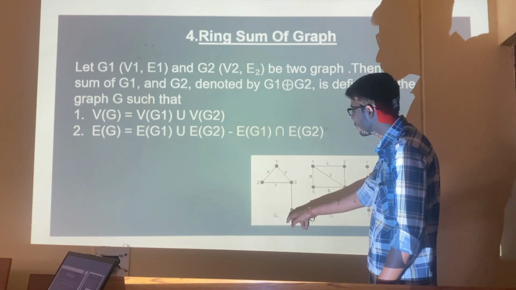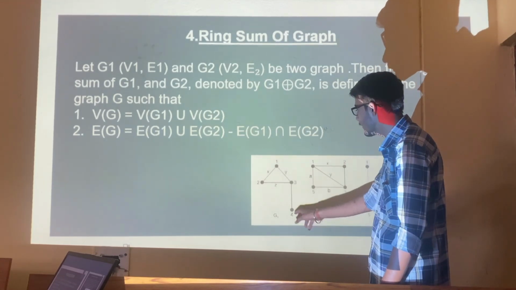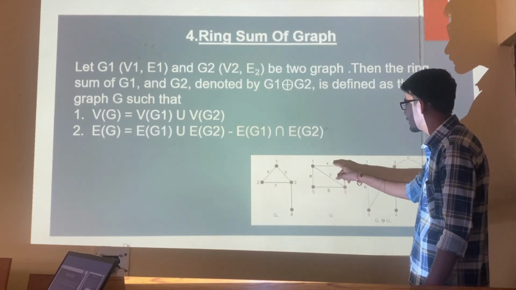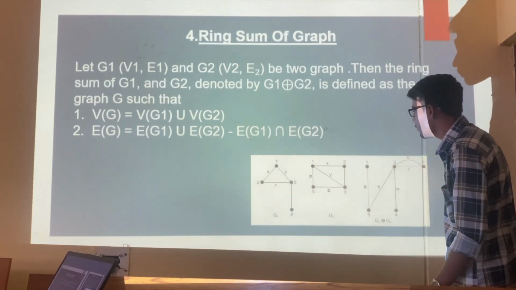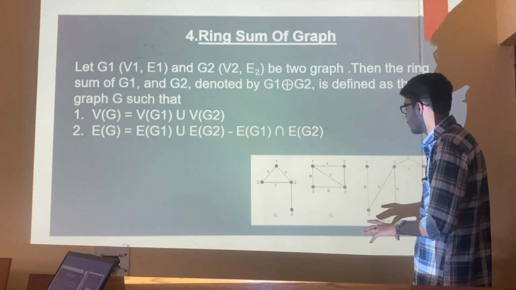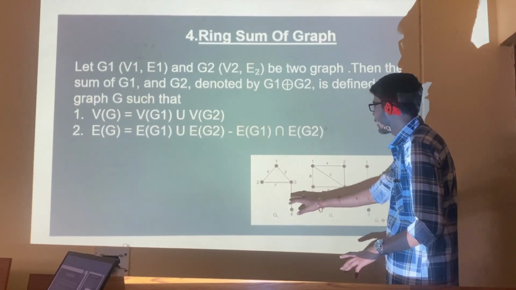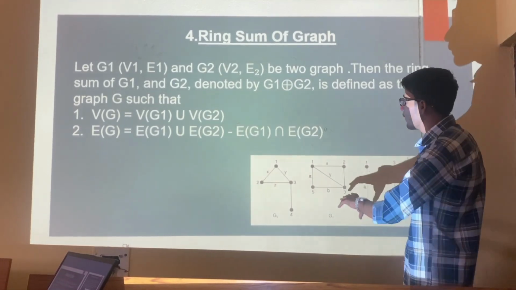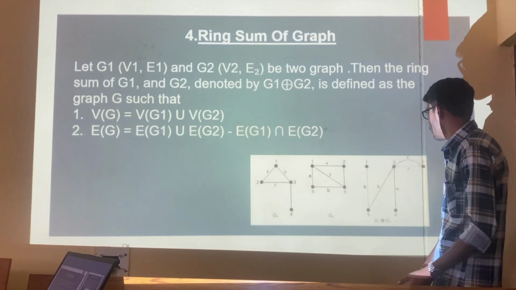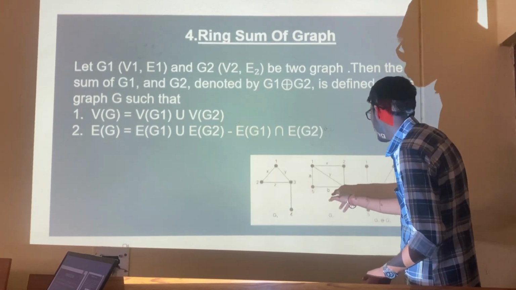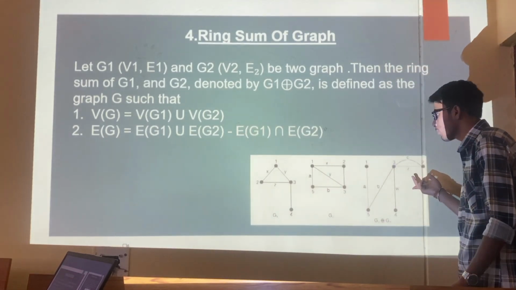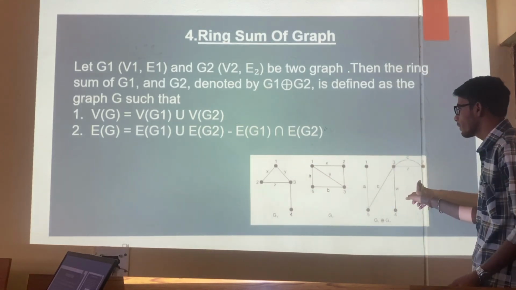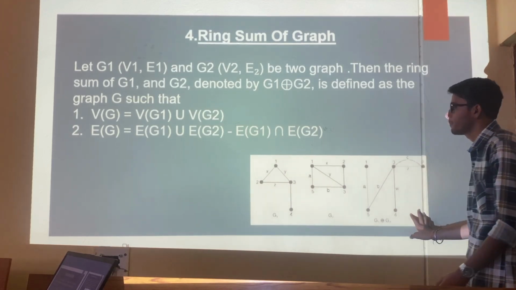In this graph G1 we have vertices 1, 2, 3, 4 and edges X, Y, Z. In the second we have vertices 1, 2, 3, 5 and edges X, A, V, Y. If we want the ring sum of these two graphs, firstly we have to find the union of these two graphs. After finding the union, we have to subtract the intersection of these two graphs. In this we have the common part 1, 3, Y, which is removed from this graph, and similarly the 1, 2, X edges are also removed from this graph. In this way we get the ring sum of a graph.